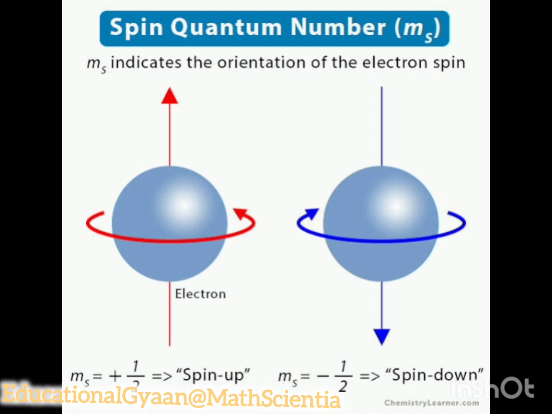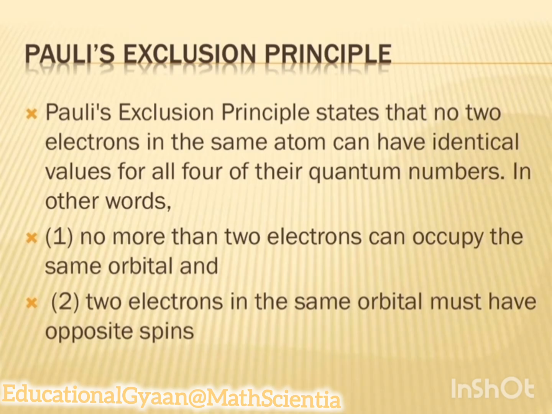The spin quantum number explains the properties of the electron. The two possible orientations of electron spin are clockwise and anti-clockwise, as you can see in the picture, so it is plus 1 by 2 and minus 1 by 2. Pauli's exclusion principle states that no two electrons in an atom have the same set of quantum numbers. That is, if the 3 quantum numbers n, l, m are the same for any 2 electrons, then the electrons will have different ms.